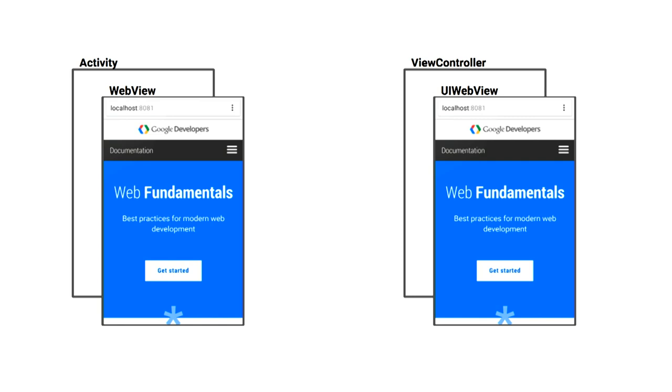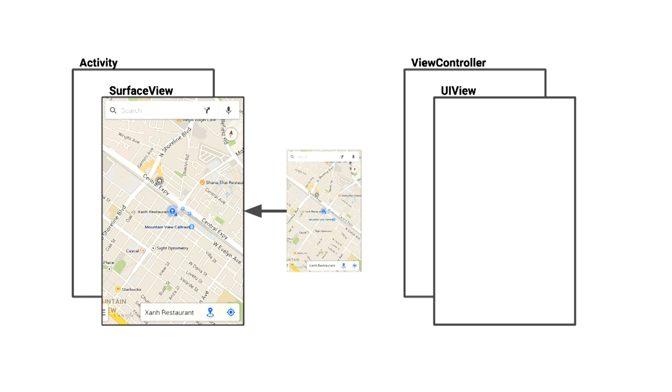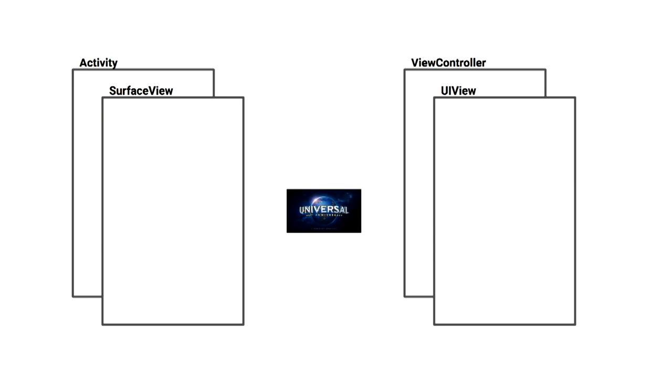Well, it doesn't have to be a web view either. Let's say it might be a surface view on Android and a subclass of UI view on iOS. And let's say that all that view does is copy a GL texture from the GPU to the screen. For example, let's say maps are sitting in the GPU, and then we just copy that texture directly to the screen.